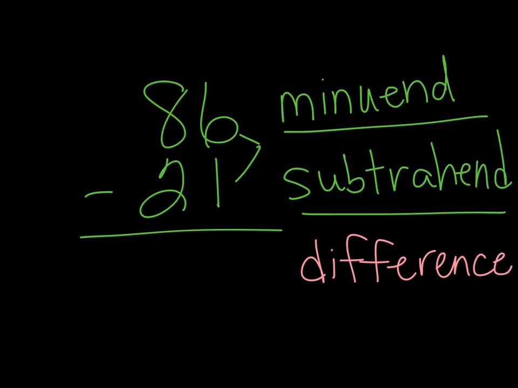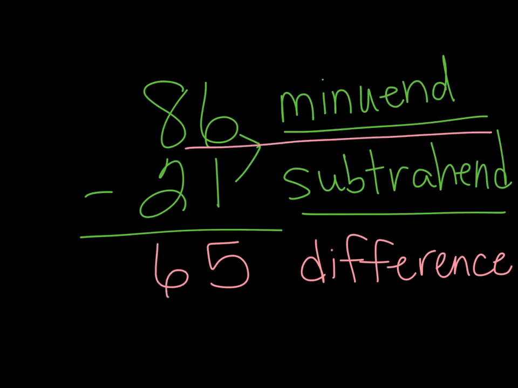So I've got an easy subtraction problem here. 6 minus 1 is 5. 8 minus 2 is 6. So the 86 is called the minuend. The 21 is called the subtrahend. And the answer is called the difference.